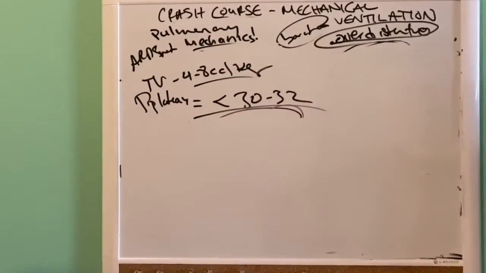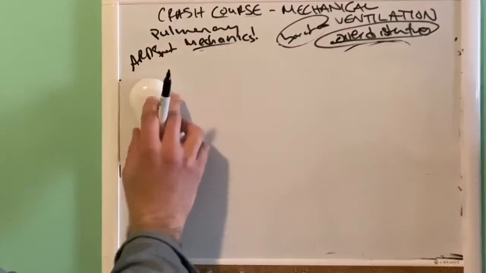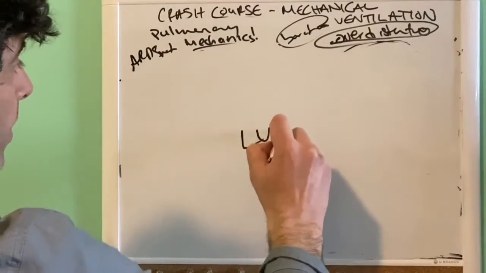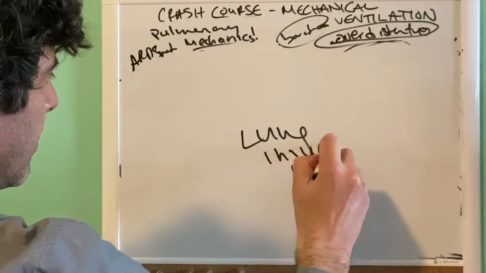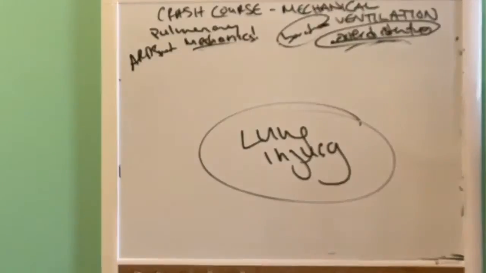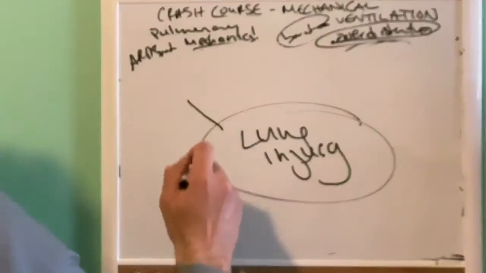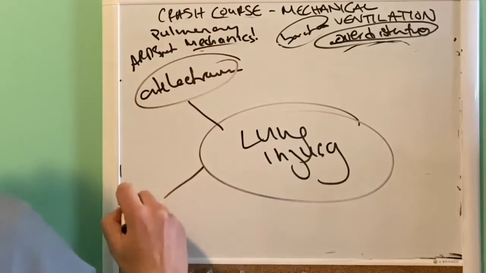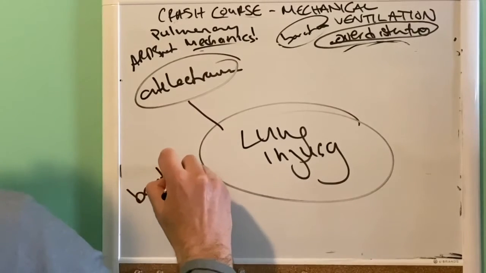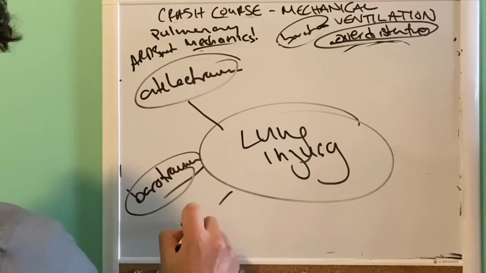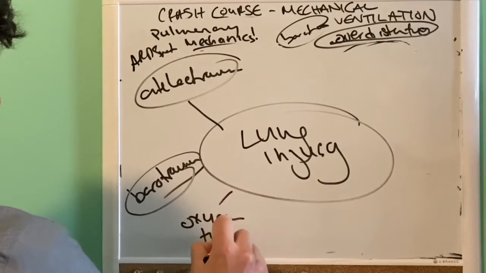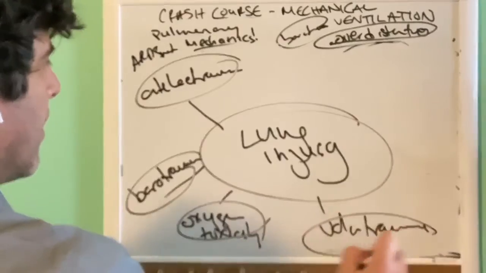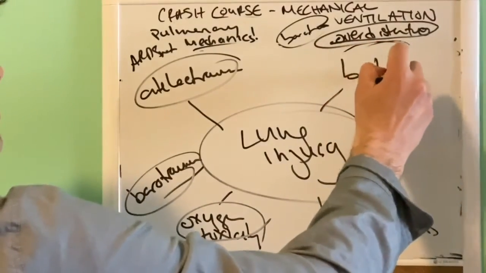Again, why do you want to do this? Essentially, the predominant idea is that if we talk about lung injury, which is what we're trying to avoid, there are generally thought to be 5 things which cause lung injury: atelectrauma, barotrauma, oxygen toxicity, volutrauma, and what's called biotrauma or dyssynchrony.